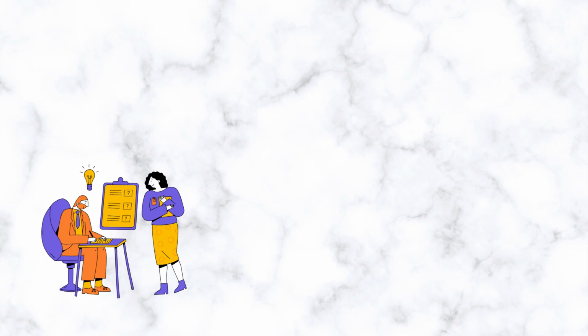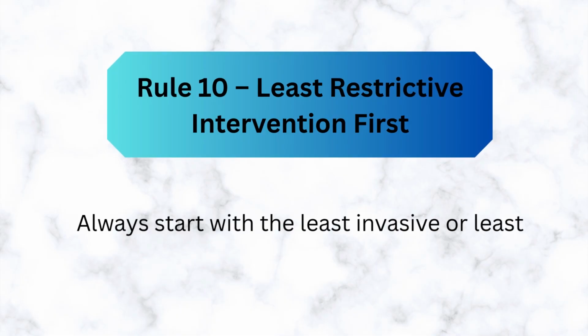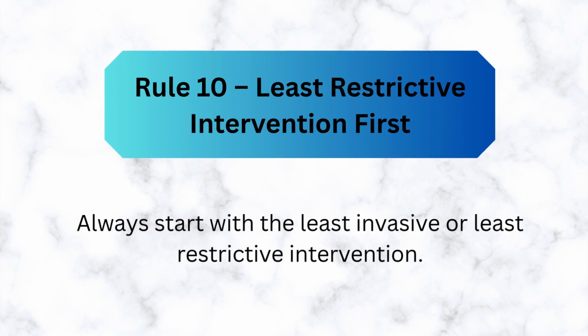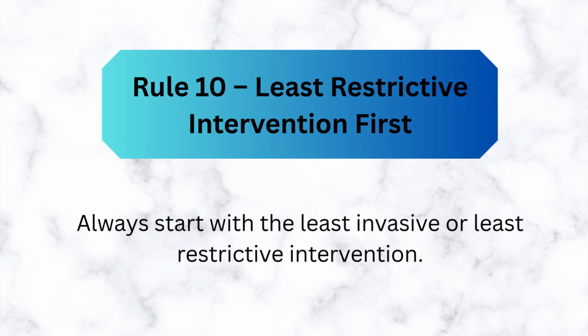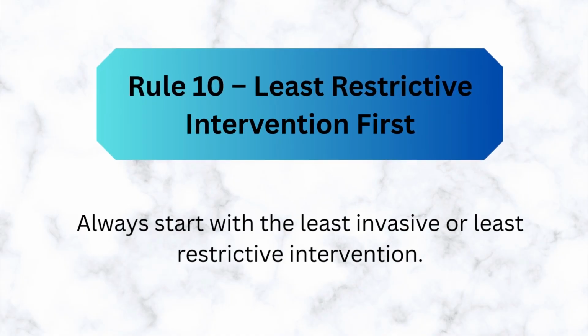And finally, remember the principle of least restrictive or least invasive interventions first. Nurses should begin with the simplest and safest interventions before moving to more aggressive treatments. For example, if a patient is experiencing breathing difficulty, oxygen therapy may be started before considering advanced airway management. Similarly, repositioning a patient may be attempted before using restraints.